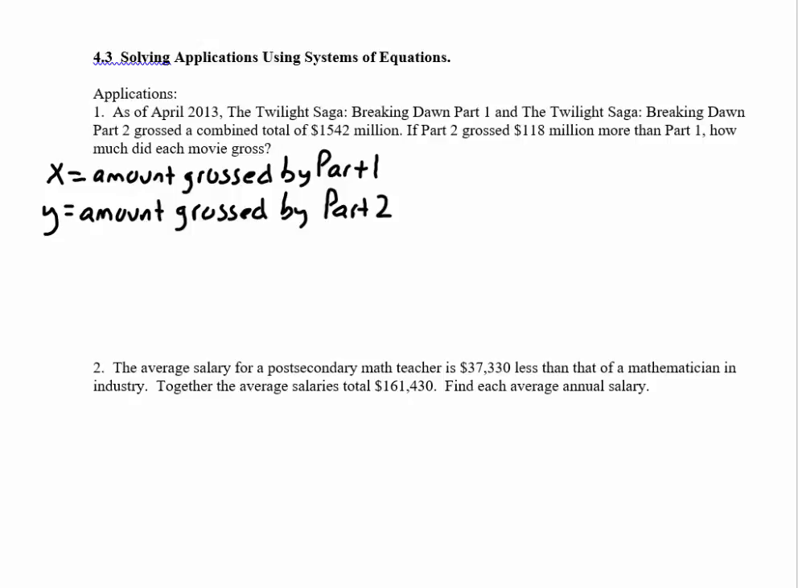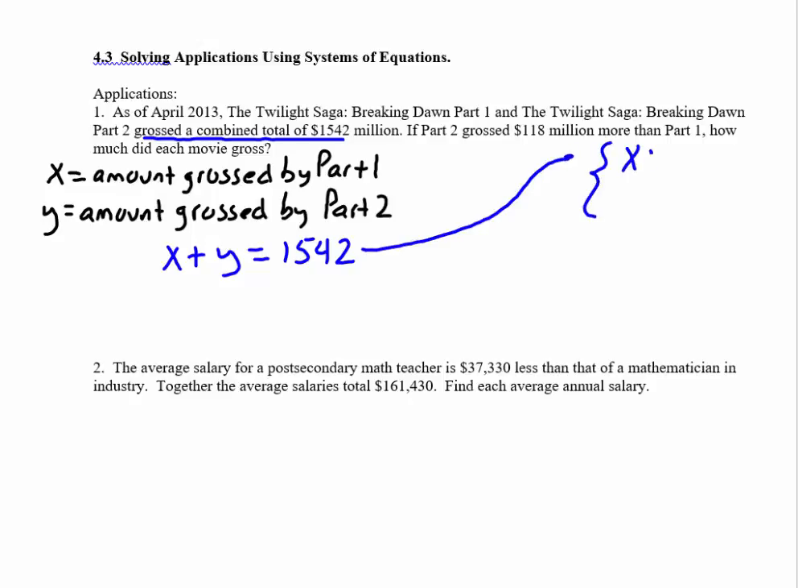So the sentence says that Breaking Dawn Part 1 and Breaking Dawn Part 2 grossed a combined total of $1,542 million. So the amount grossed by Part 1, which was x, plus the amount grossed by Part 2, which was y, should equal $1,542 million. If we can manipulate that equation, make it nicer, we would do so, but it's pretty nice, so we'll go ahead and write that as our first equation into our system.